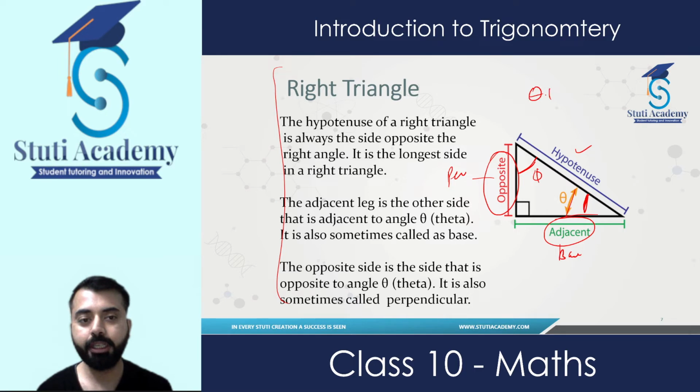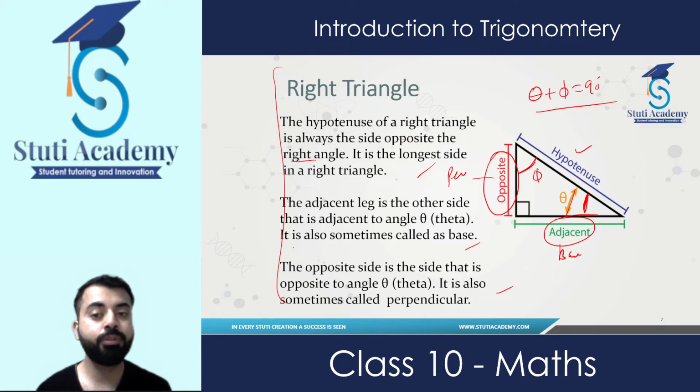Such that theta and phi are complementary to each other, right? So this will be the case. This has been written here. Hypotenuse is always the side opposite the right angle. Opposite to this one, already told you, it is the longest side in the triangle. Adjacent leg is the other side that is adjacent to angle theta. This is your adjacent leg, or you can say your base. The side opposite to your angle theta is your perpendicular, or you can say your opposite side. So choice is yours, whichever way you want to go, you can use that.